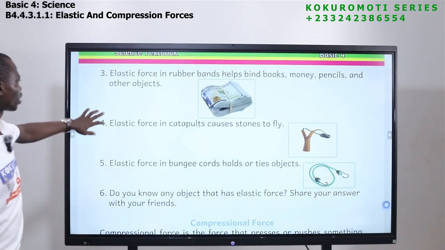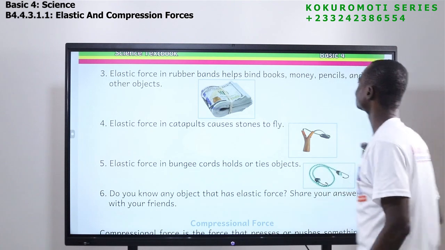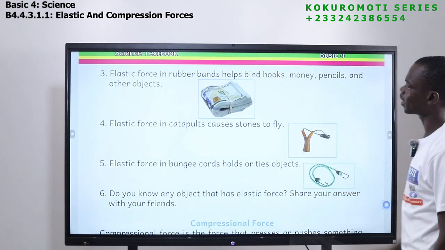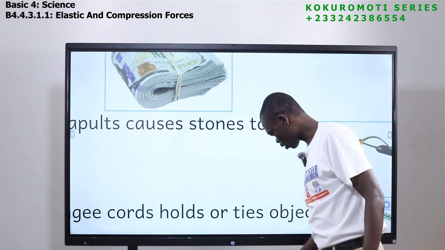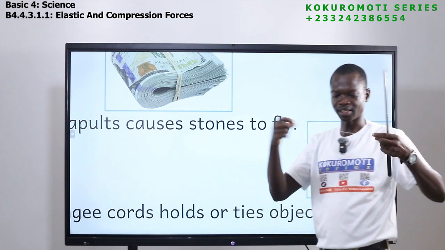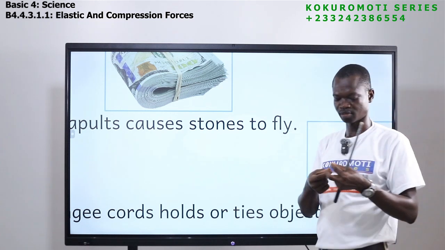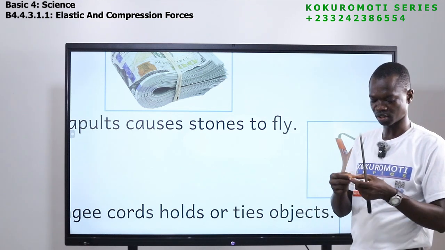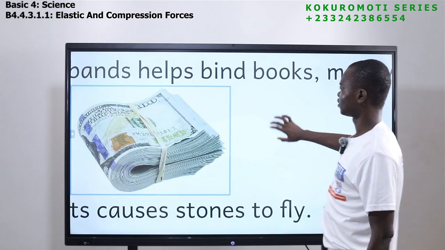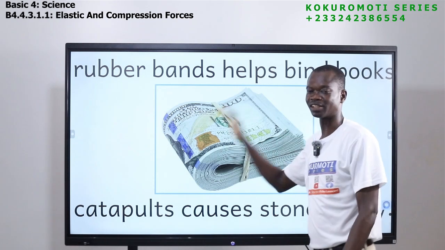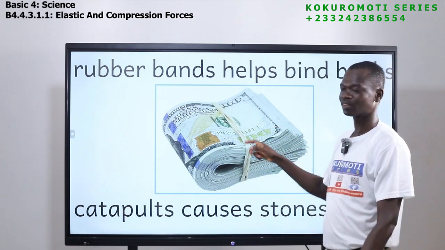Okay. The next one: elastic force in a rubber band helps bind books, money, pencils, and other objects. So what I showed you, the elastic force in it helps us to bind objects. We use it to bind objects like this one, this is money. So you see the rubber band.